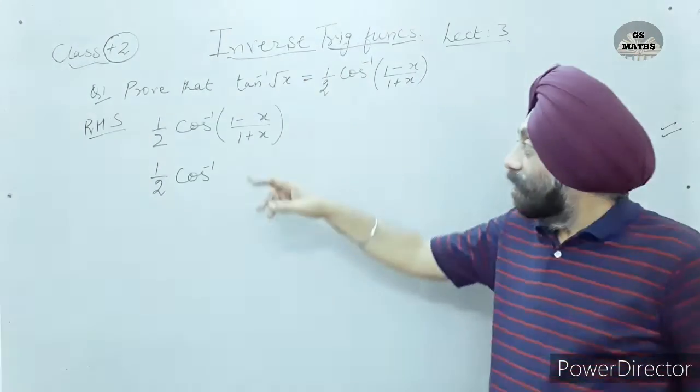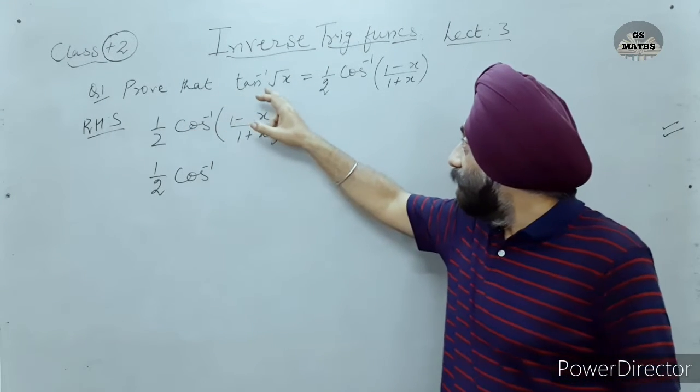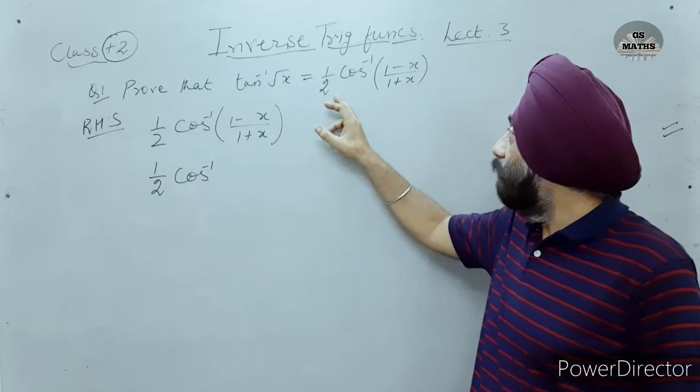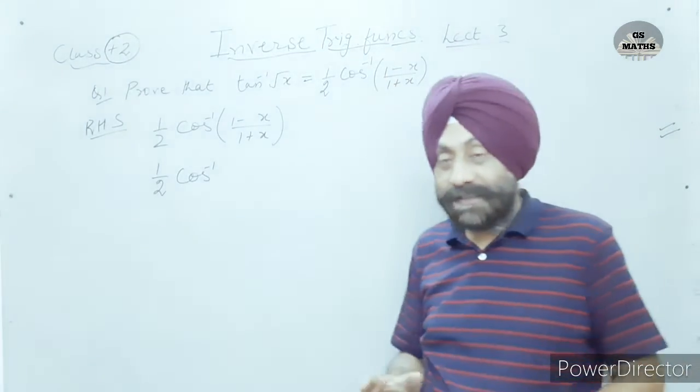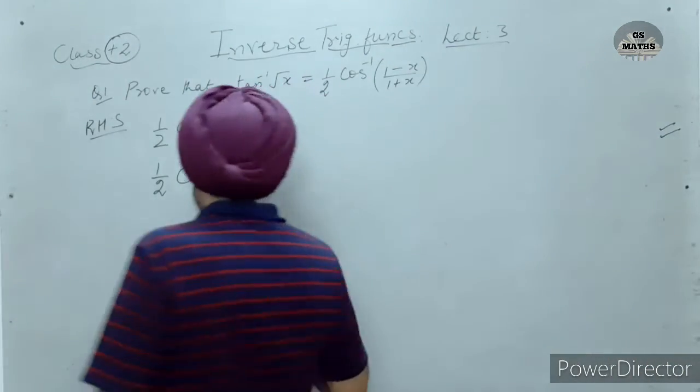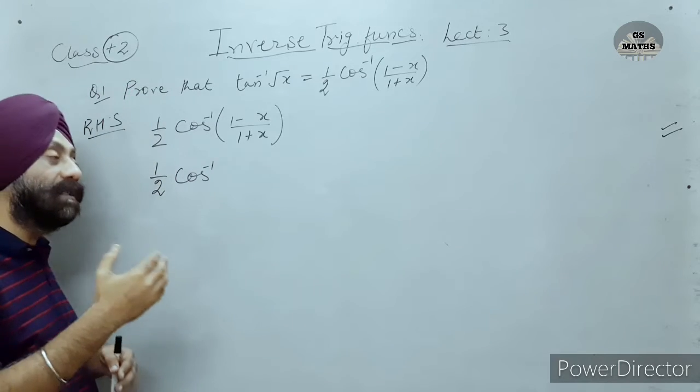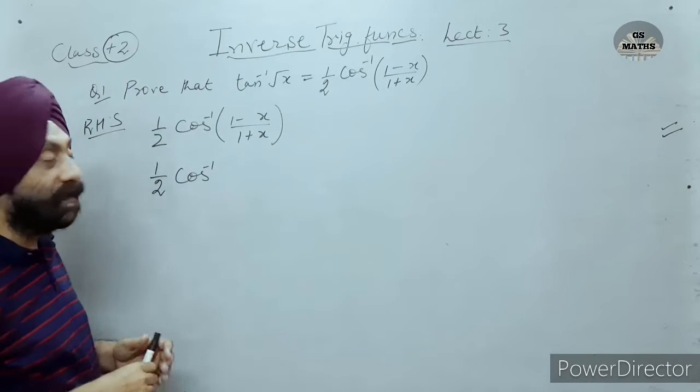I have written the first question: prove that tan inverse under root x equals half cos inverse of (1 minus x) upon (1 plus x). Now today the sums will be based on the properties which were discussed in the previous lecture.